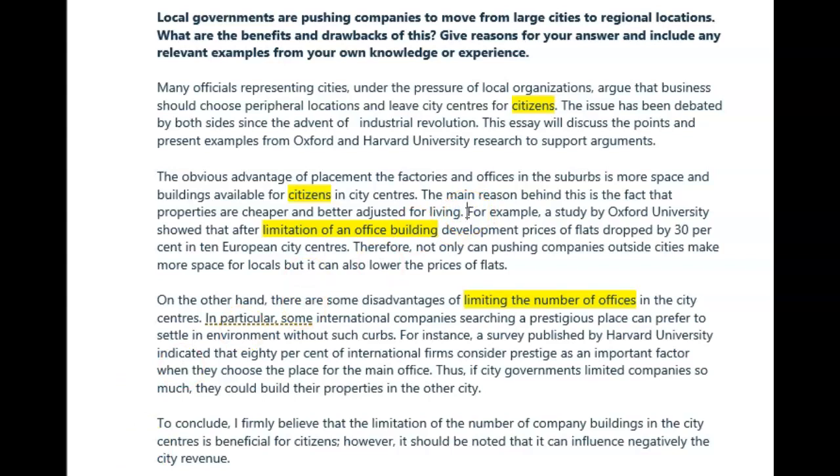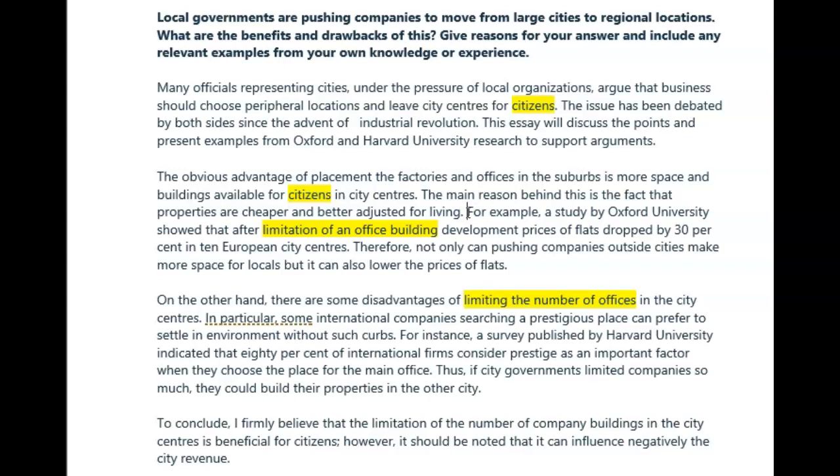You're arguing that in the town is cheaper. Okay, in the UK the town is always more expensive, and it's cheaper out of the town. So, but I see where you're going. Okay, sorry. Okay, let's make this clear then. The main reason behind this is the fact that properties in the city centre would then be cheaper and better adjusted for living, and would be cheaper. Okay, for example, and then this is your argument. I see where you are.